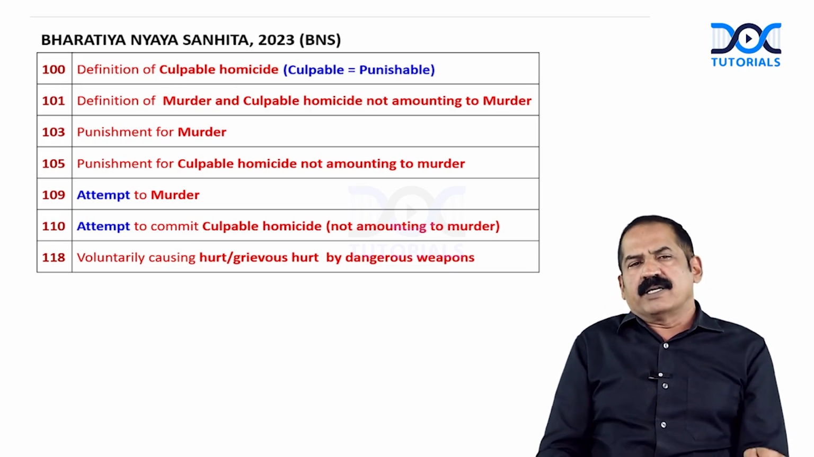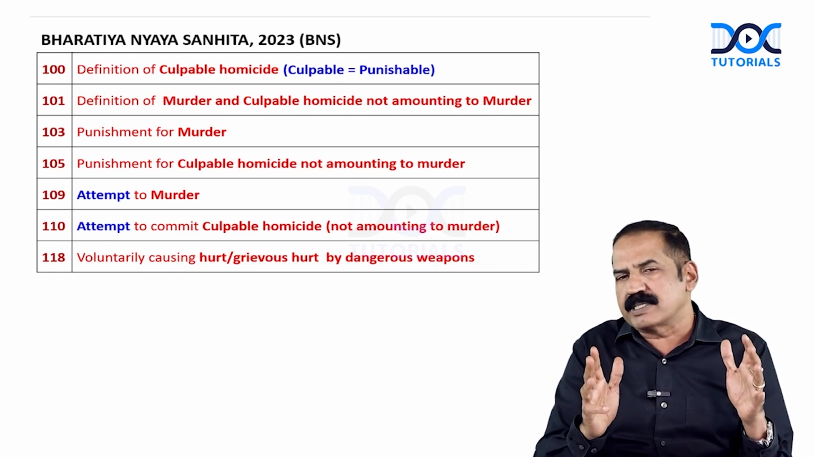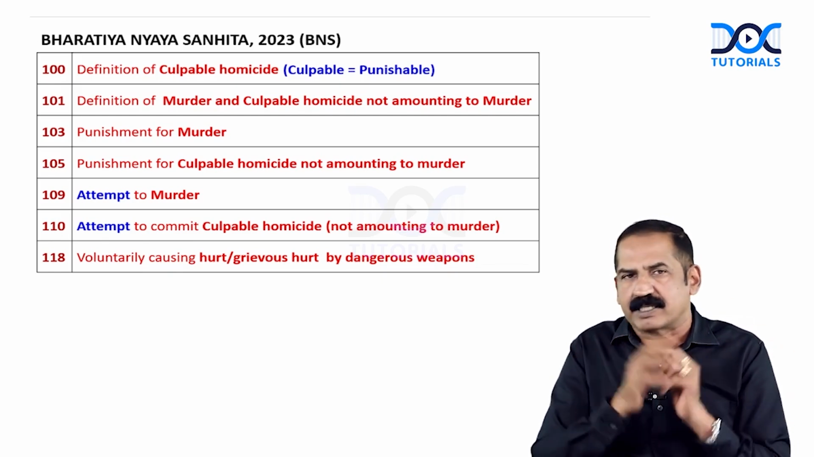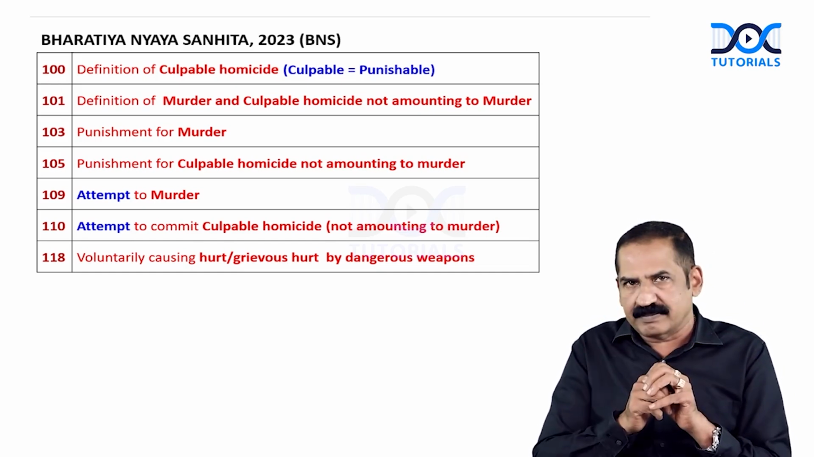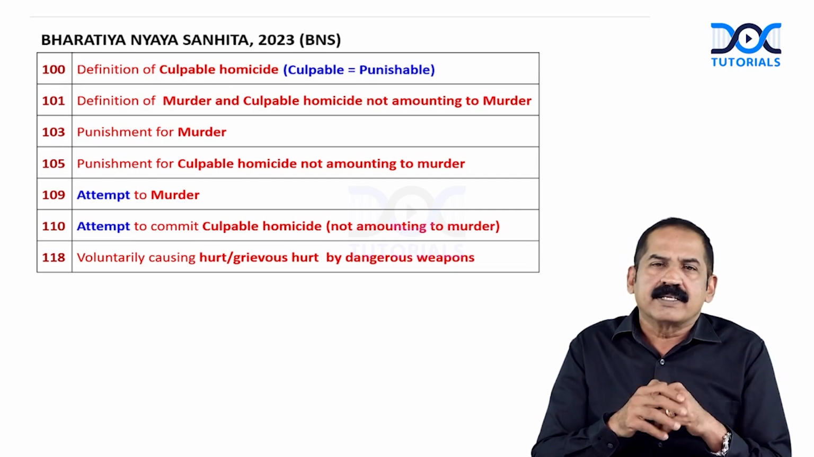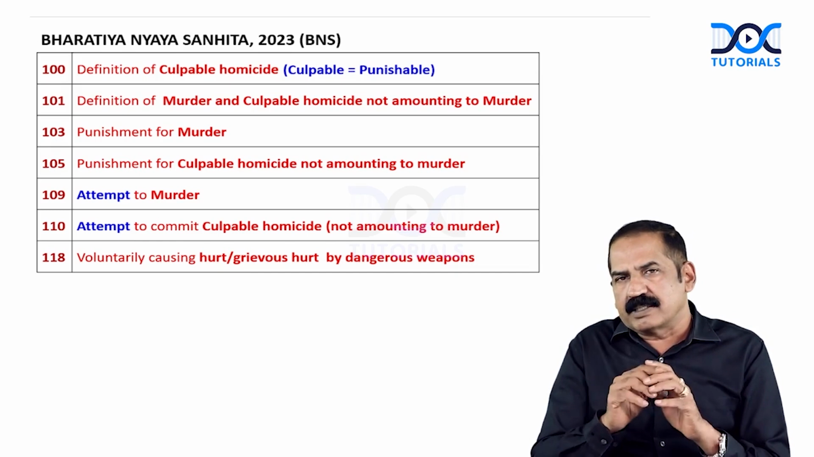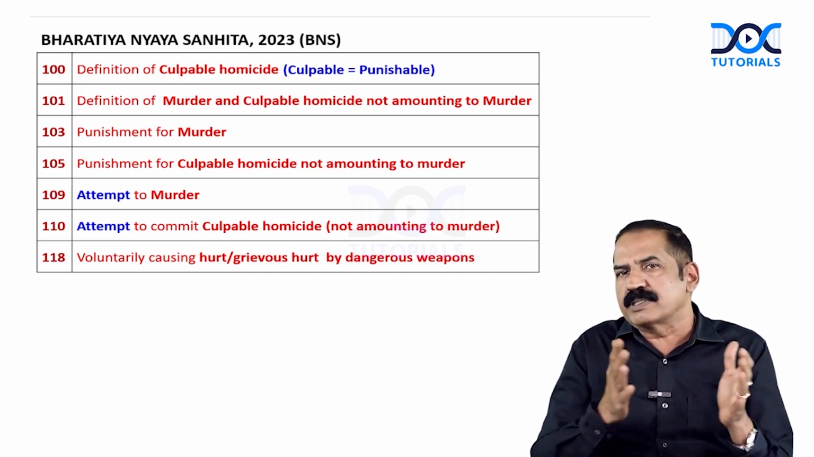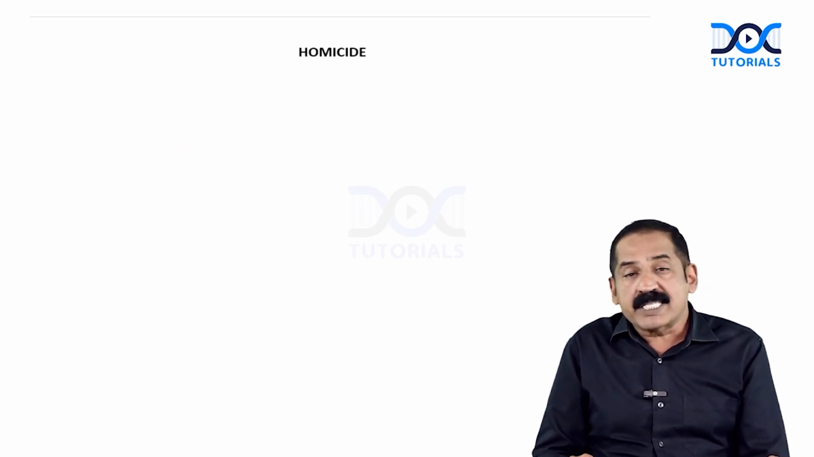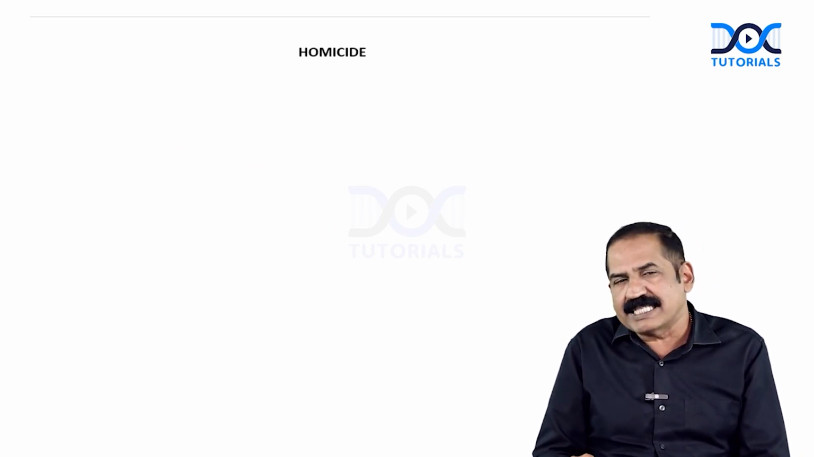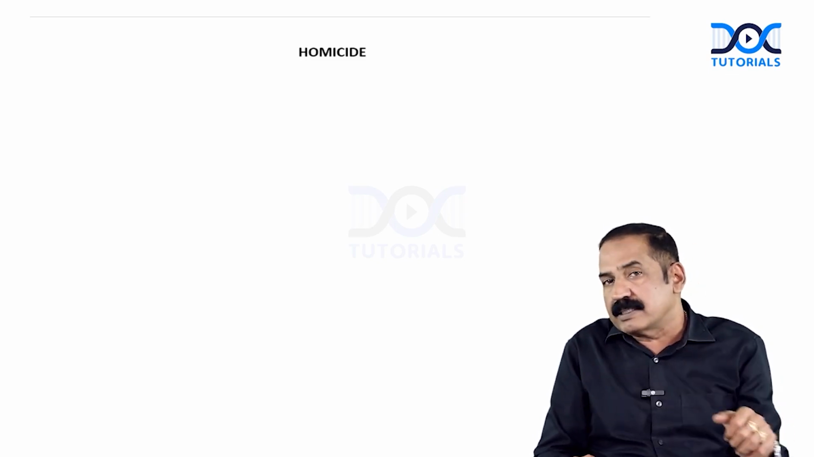Now, whenever law says attempt to commit culpable homicide, once they just say culpable homicide, that means it is not amounting to murder. Once you say murder, that means culpable homicide amounting to murder. You understood? Again, I repeat. Once we say only culpable homicide, that means not amounting to murder. Once you say murder, that means it is culpable homicide amounting to murder. Now, what is homicide? You know, our species is Homo sapiens. Cide means killing. Killing of one Homo sapien by the act of another Homo sapien is known as homicide.